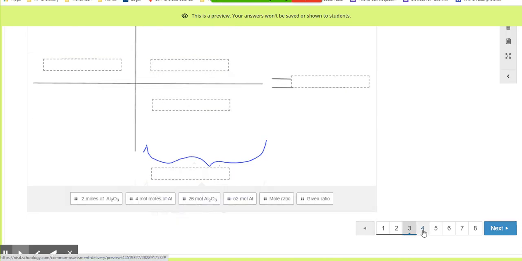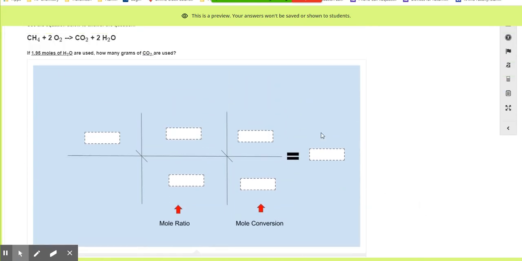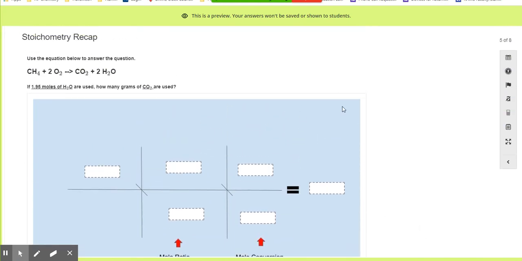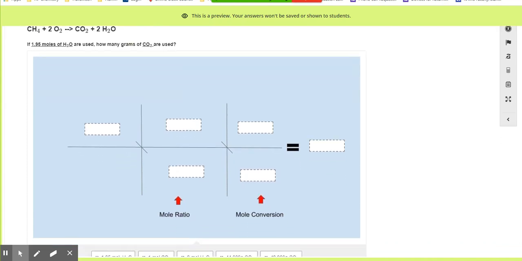You guys are going to handle number 4. So let's go to number 5. So again, we're on number 5 now. All right. Number 5 says, use the equation below to answer the question. So we have CH4. So this is a combustion reaction, all right? And on Thursday, I made you guys a lab that you'll get to see a gummy bear do a combustion reaction. So it'll be kind of cool. All right. So we have this combustion reaction. It says, if 1.95 moles of H2O are used, how many grams of CO2 are used?